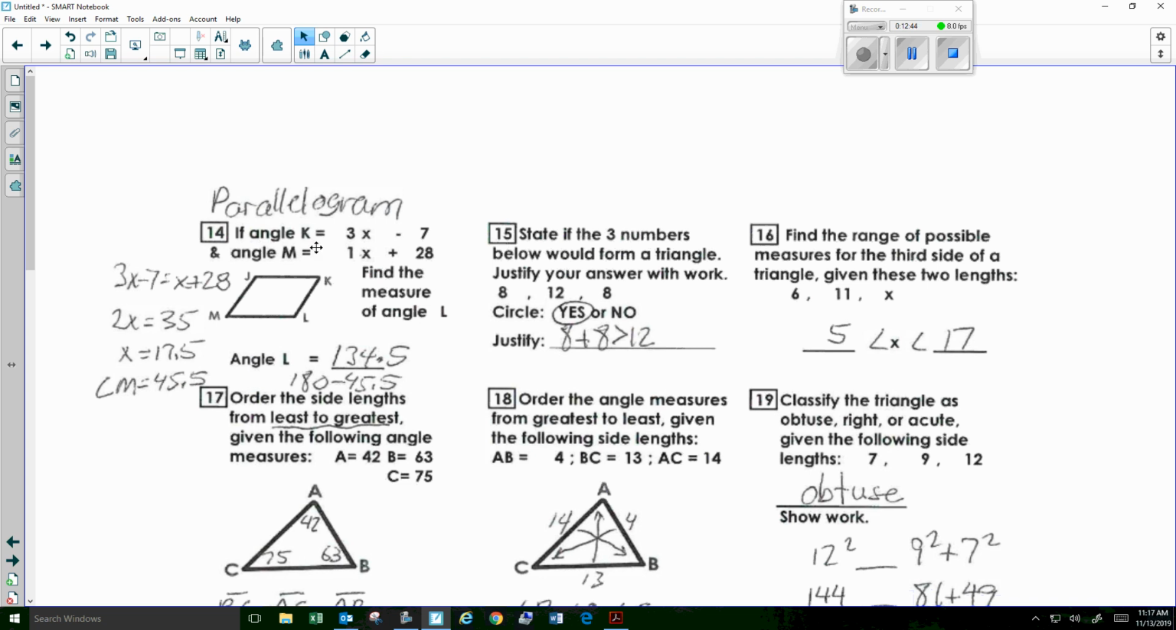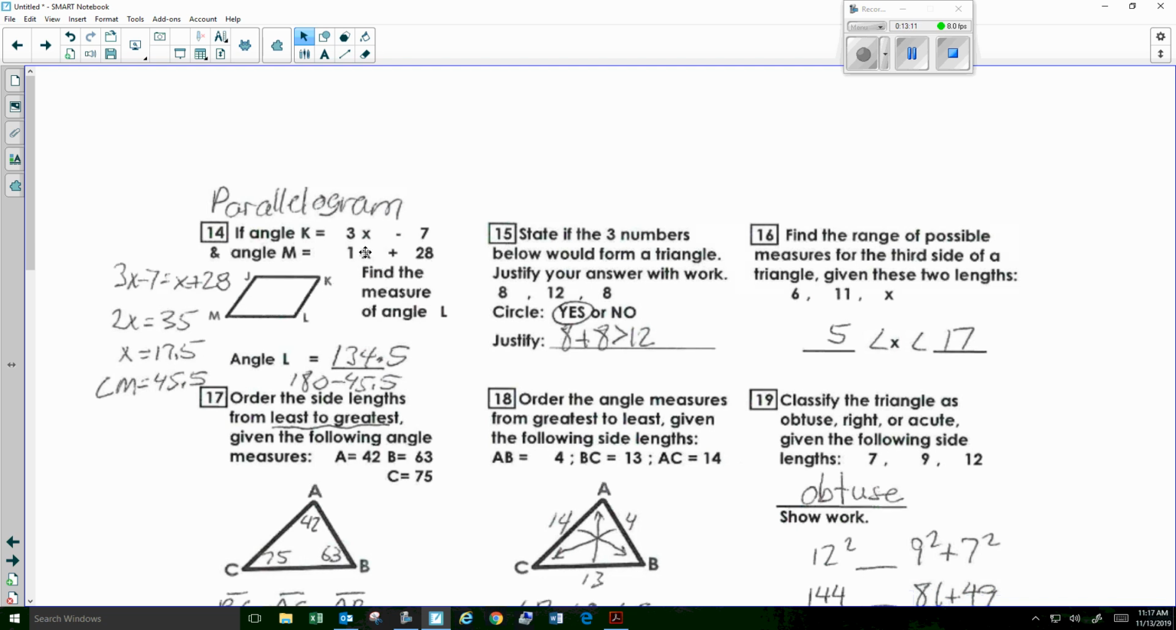It says if angle K right here is 3x minus 7, angle M is x plus 28. That means we know opposite angles are congruent. You've got to know that. So I set them equal to each other, get x equals 17.5. Now I go back and read the question. Find the measure of angle L. Notice it didn't give me L, it gave me K and M, but I know that these two angles are supplementary, or these two are supplementary. So I go ahead and plug that 17.5 back into here.